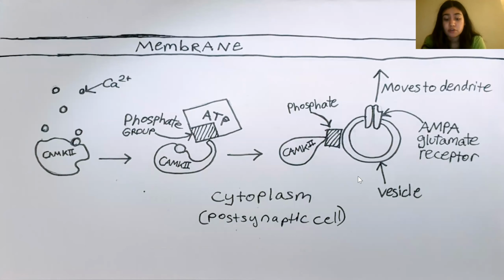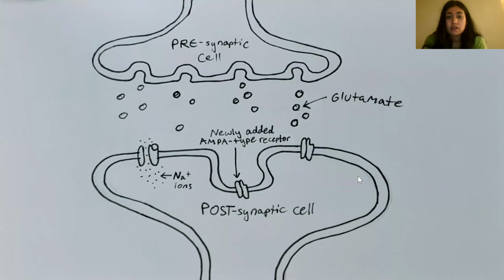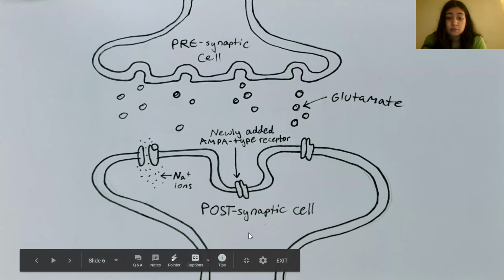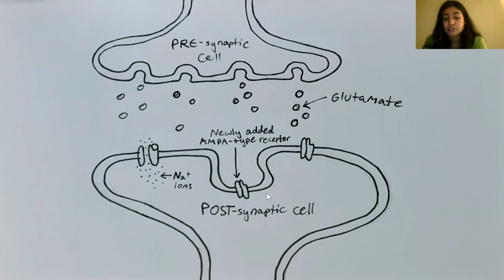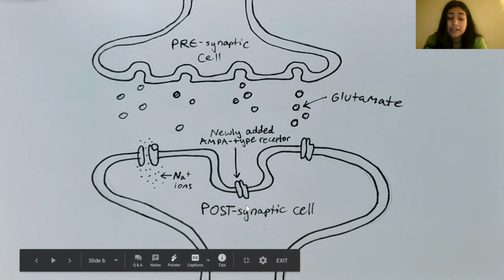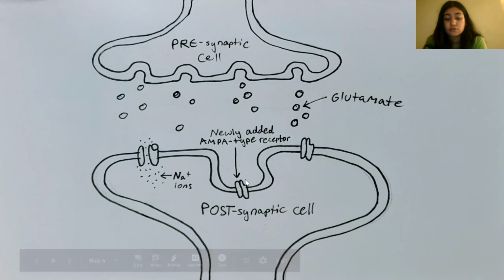So it's phosphorylating it. The vesicle is now able to move to the membrane of the postsynaptic cell and fuse with it, so that the AMPA-type glutamate receptor is actually now on the exterior of the postsynaptic cell, and it can let more sodium ions flow through it if glutamate binds to it.